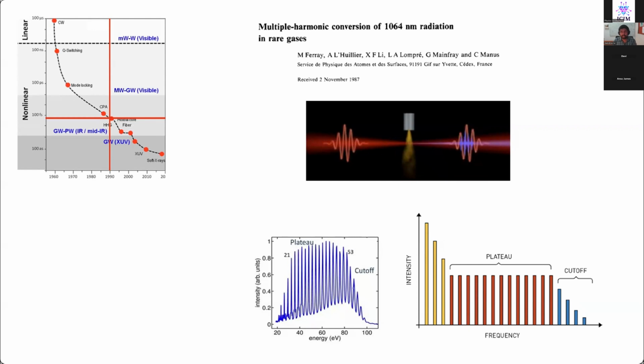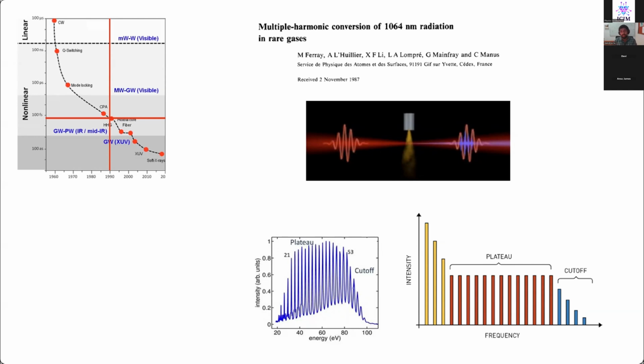So the second harmonic of 800 is 800 divided by 2, which is 400. Then the third harmonic of 800 is 800 divided by 3. Similarly, 800 nanometer is 1.5 eV. The first harmonic of 800 is 1.5 eV itself, and the second harmonic is 1.5 eV multiplied by 2, which is 3 eV.